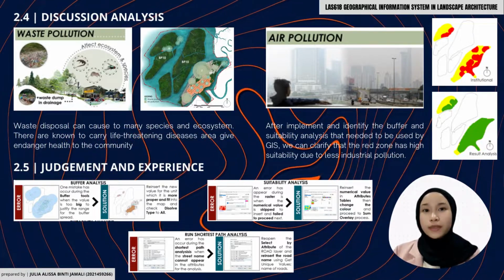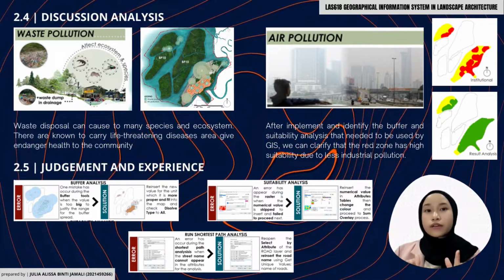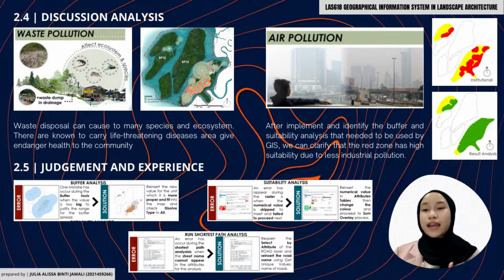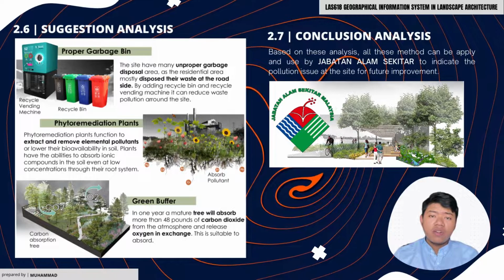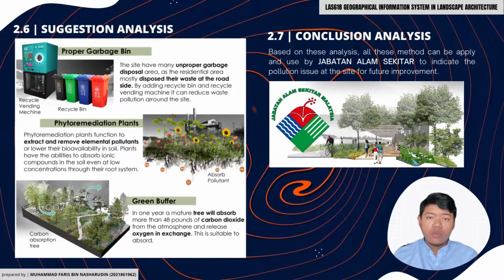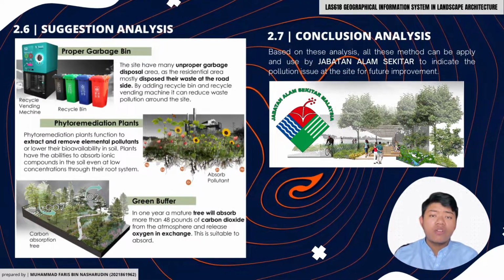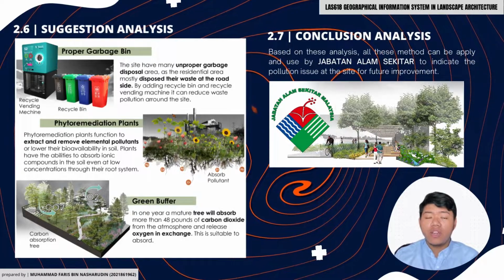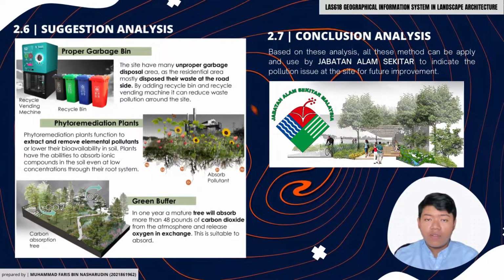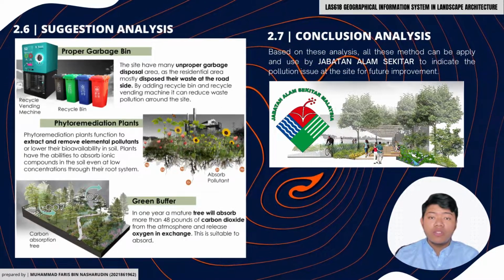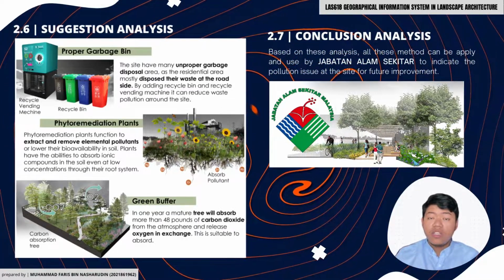So for the judgmental, there were a few errors and solutions that appeared when using GIS on these three analyses. For suggestion, adding recycle bins or recycle vending machines can reduce waste pollution around the site. Phytoremediation plants are also good to extract and remove elemental pollutants from the site area. The next suggestion is screen buffer. It can absorb more carbon dioxide and also absorb pollutant particles in the air.